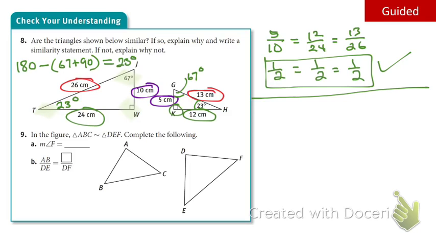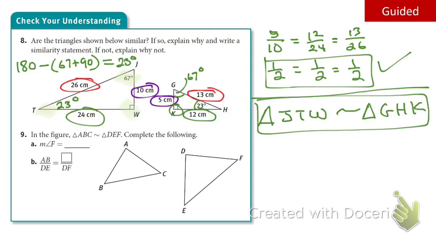So it says that if they are similar, then we have to write a similarity statement. Well, let's go ahead and write a similarity statement. I have triangle JTW, and notice I'm keeping mine in alphabetical order, but then I have to make sure that the triangle that is similar also matches. So JTW, J matches my angle G, so I will start with G. T matches my angle H, so I'll put an H, and W matches my angle K, so then this will be a K. And that's it for my similarity statement.